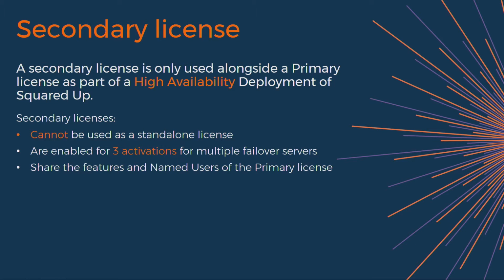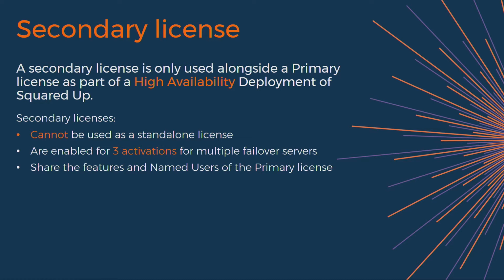What about if, let's say, you're making a massive farm of 7 failover servers? Can you do that, or are you limited to just 3? I would say just send us an email to support@squaredup.com and we'll help you through the process. Okay. And another thing to note is that the secondary license doesn't really have features of itself. It just shares the features and the named user count of the primary license it's connected to.